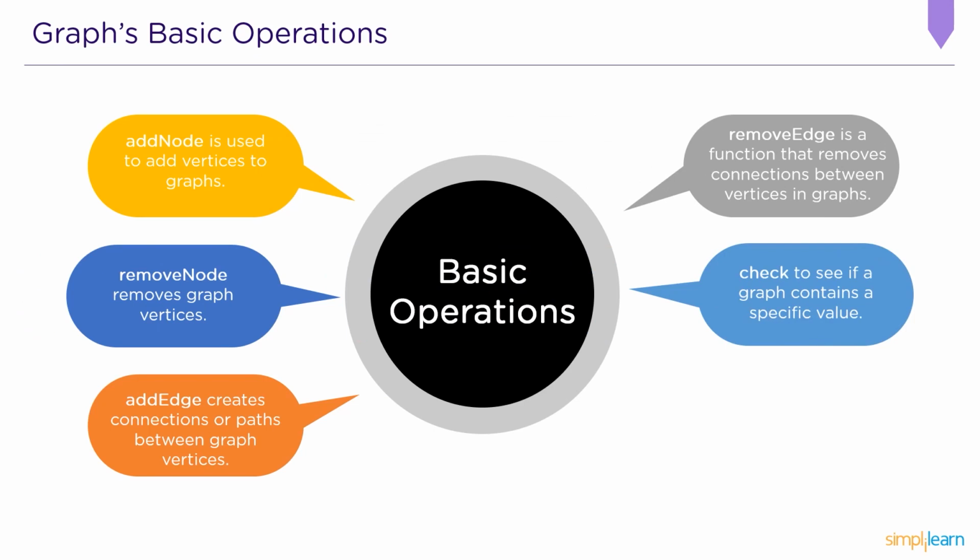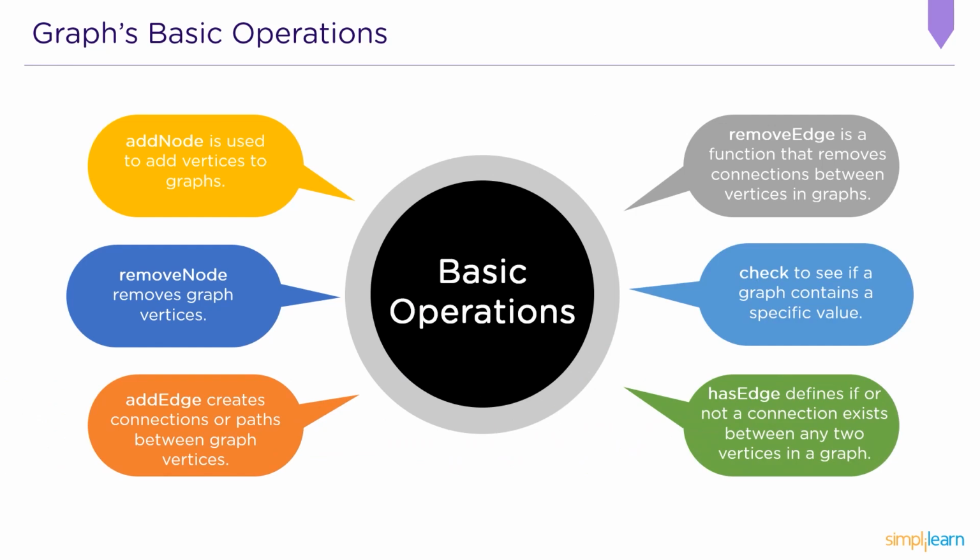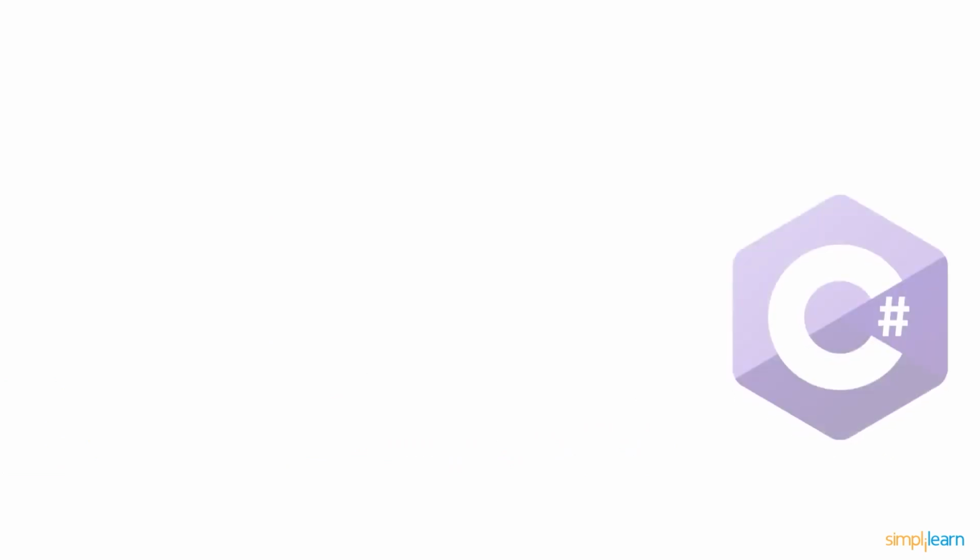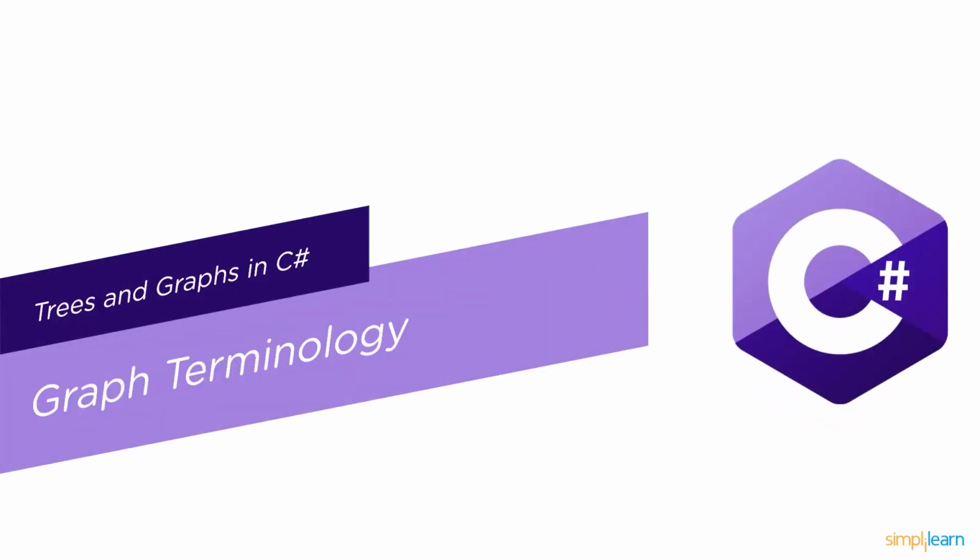Following that, we perform a check operation to see if a graph contains a specific value. The sixth and final operation carried out in the graph is has edge, which determines whether or not there is a connection or path between any two vertices in a graph. After understanding some basic graph operations, we will look at graph terminology.